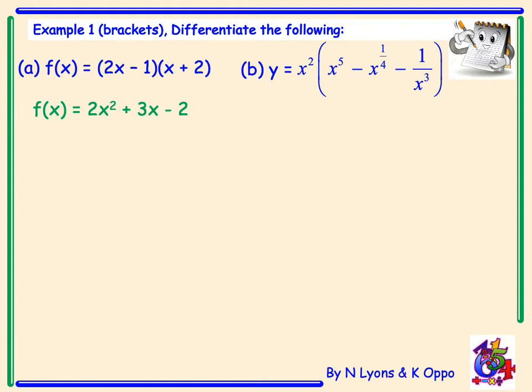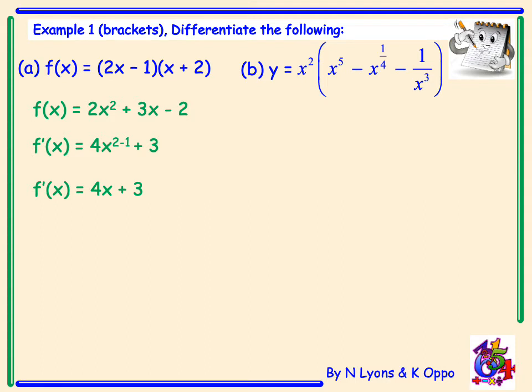From there, now we can differentiate each term. So looking at the first term there, the power of 2 will come down and multiply with our coefficient of 2 to get 4 at the front, x, and we'll subtract 1 from the power. 3x will differentiate to just 3, and negative 2 will differentiate to 0. So the derivative here is 4x plus 3.